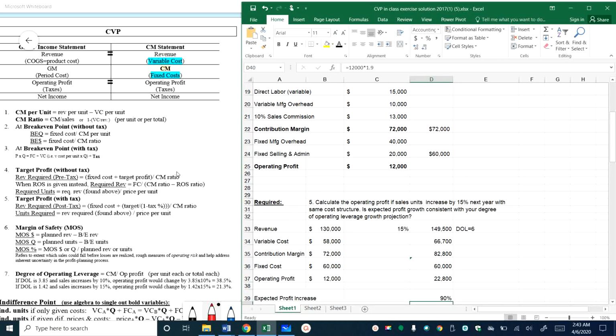So that's how you use these equations. You kind of just plug and chug after you find your contribution margin income statement. It'll get a little more complex with the next part, but not by too much.